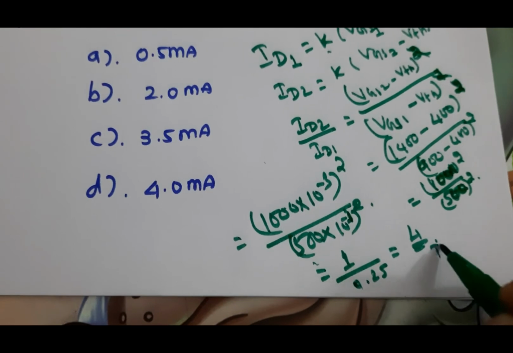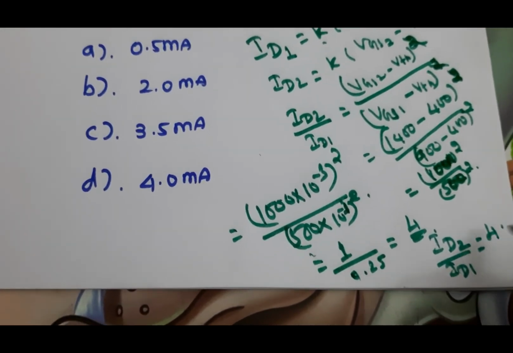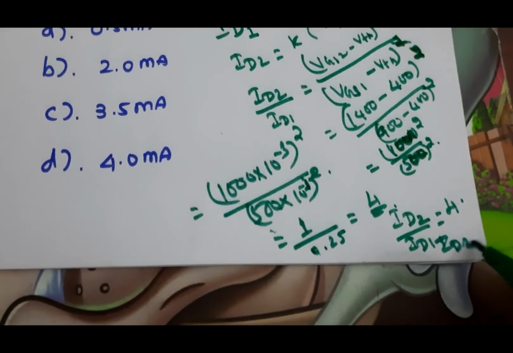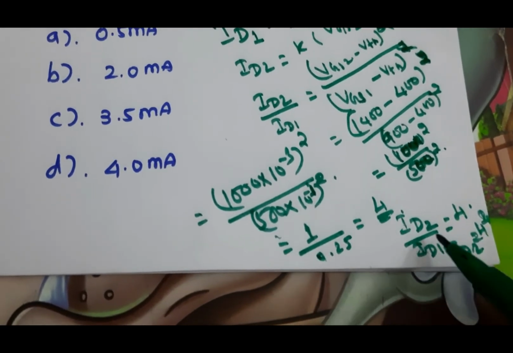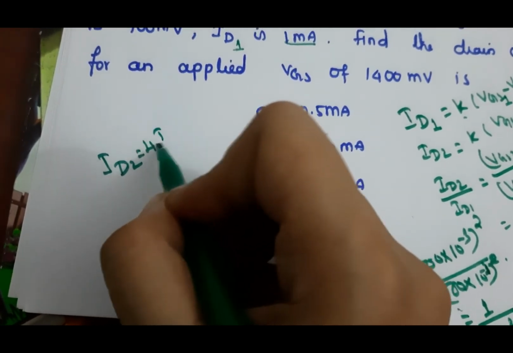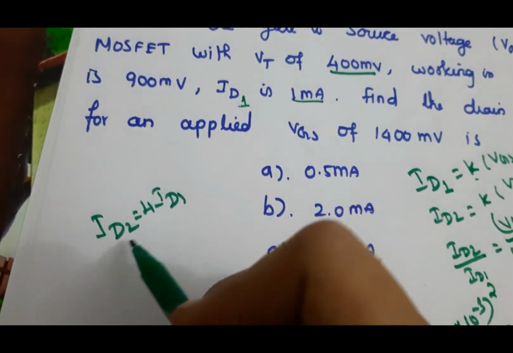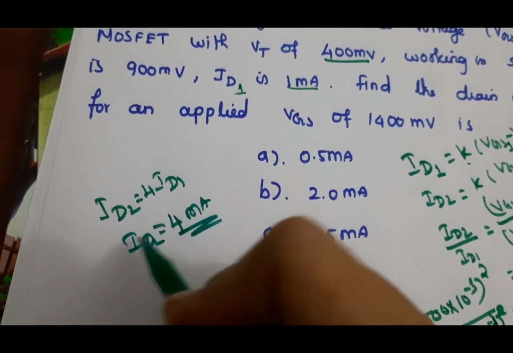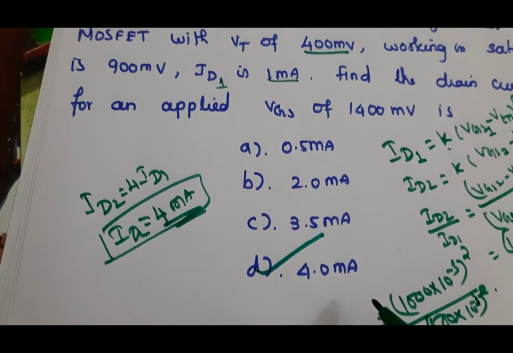So ID2 divided by ID1 is equal to 4, and from that we conclude that ID2 is 4 times ID1. Here ID1 is 1 milliamp, so ID2 is equal to 4 milliamps. So ID2 here is 4 milliamps. So here the answer is D, 4 milliamps.